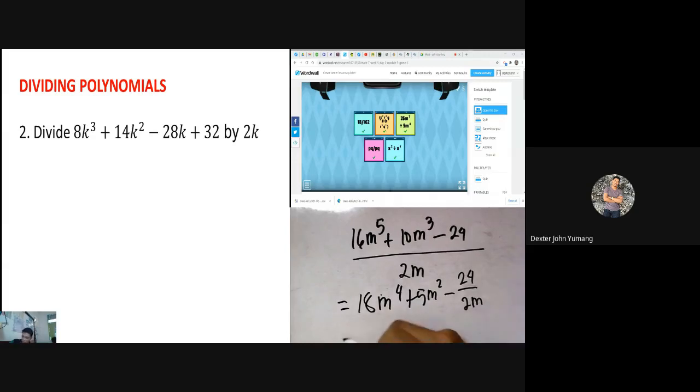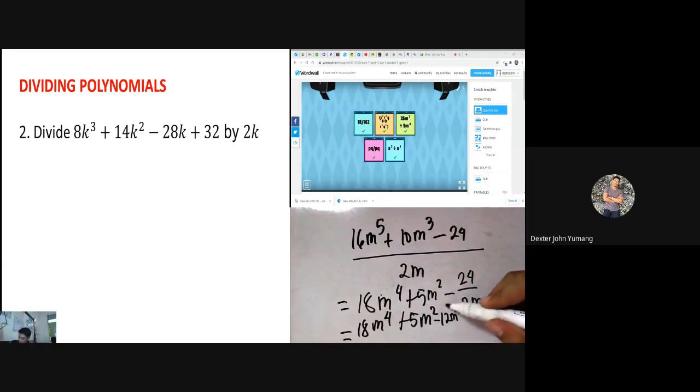Or, what if ayaw nyo ng ganito? Merong ibang sagot dyan. Okay, may ibang sagot. That is 8m raised to the power of 4 plus 5m squared. Or, i-divide nyo siya. 24 divided by 2, that is minus 12. Tama? Then, m raised to the power of negative 1. Kasi nga po, wala pong m sa taas, so m negative 1 po.